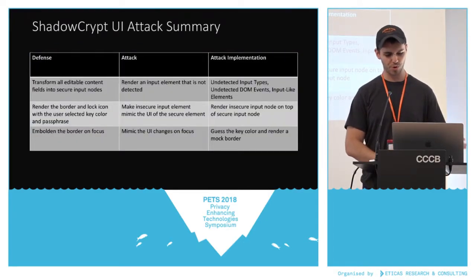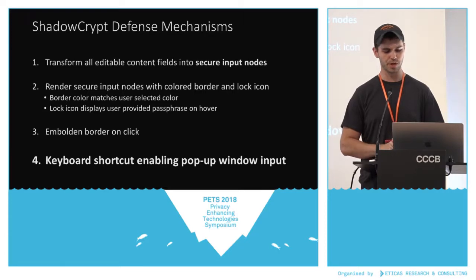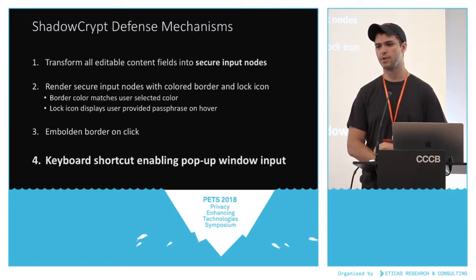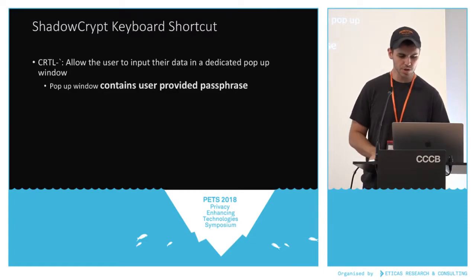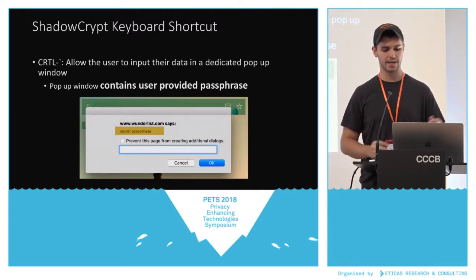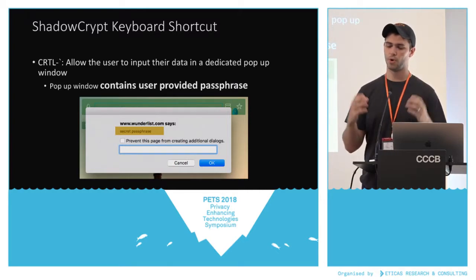And so now we're doing pretty well, and the last one is actually a really tough one for me as an attacker, is that ShadowCrypt provides a keyboard shortcut which allows for input in a pop-up window. So some more details on that is we have ShadowCrypt, when a user hits control backtick, it will pop up this window where a user can input.